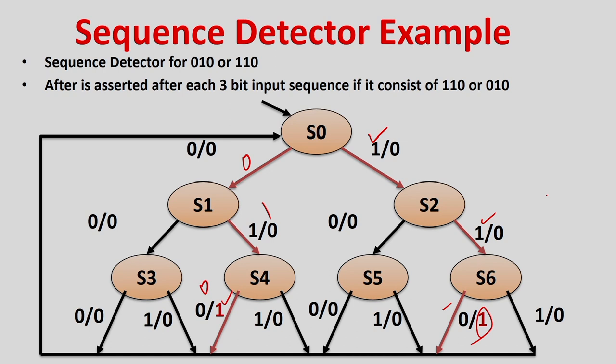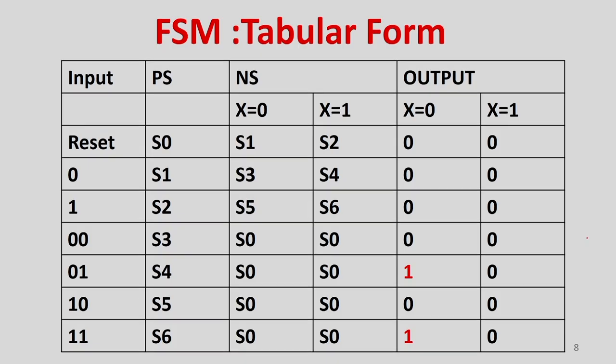This is the state diagram for our sequence detector. It is a very simplistic state diagram, but it can be minimized, and let us minimize it with the implication chart method. This is the tabular form of the same FSM. If you are in S4 and you get a 0, then the output is 1 and it goes to state S0. In S6 also, if you get an input 0, then we get a 1.